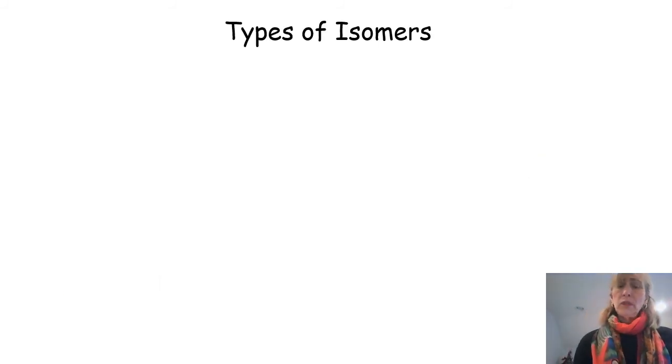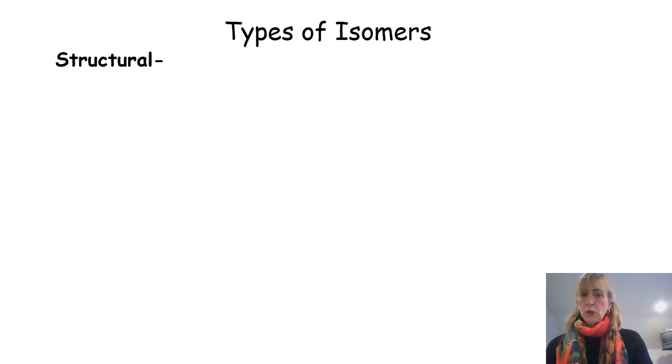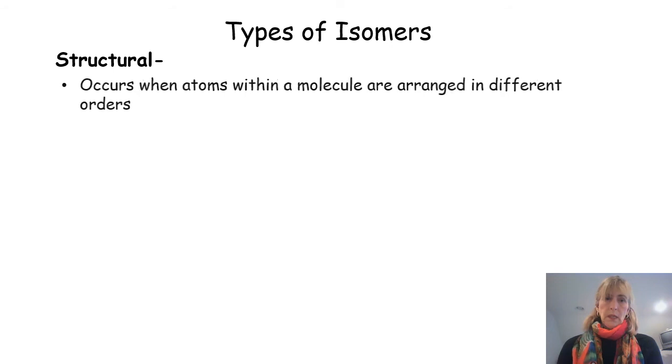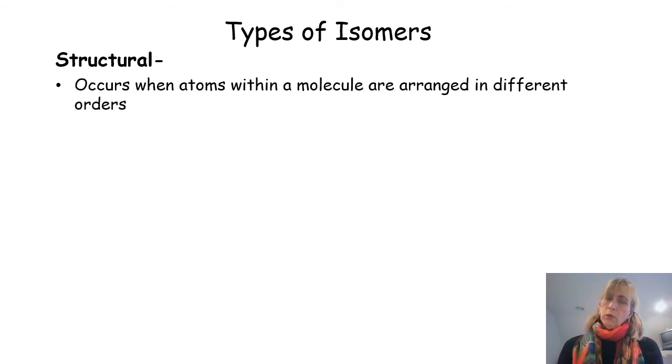All right, so types of isomers. Let's begin with the structural isomers. Structural isomers are going to occur when atoms within a molecule are arranged in different orders, just like those two figures on our intro screen on isomers. There are, in fact, three types of structural isomers that you need to be familiar with.